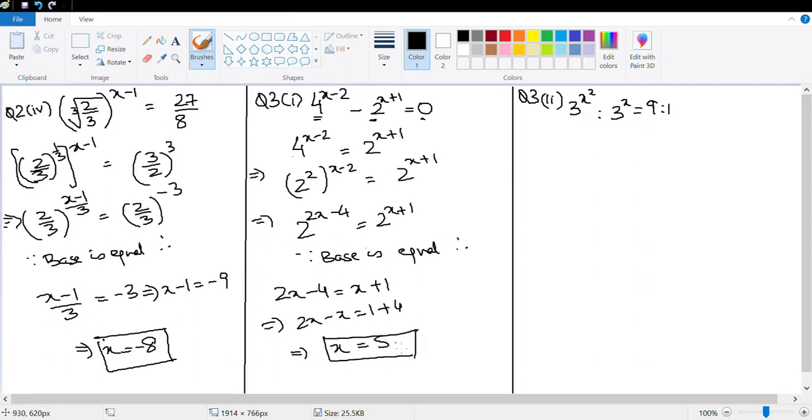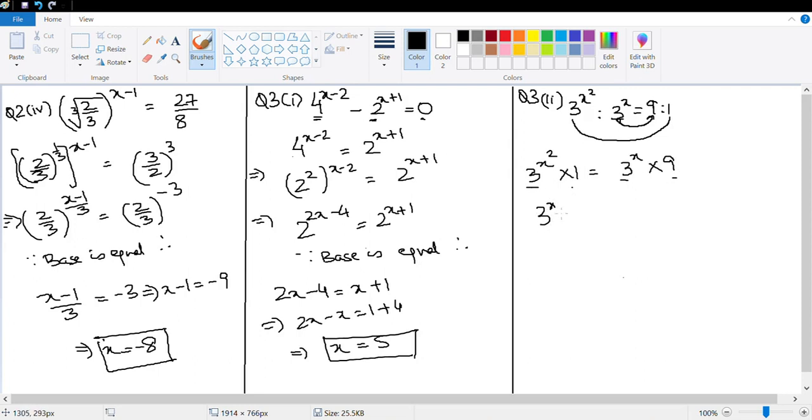Simple. Let's move on to question number 3, part 2. Question 3, part 2 says 3 to the power x square is to 3 to the power x is equal to 9 is to 1. Now, if you remember your ratio and proportion, we know that the multiplication of the extremes is equal to the multiplication of means. So then this is 3 to the power x square into 1 is equal to 3 to the power x into 9.